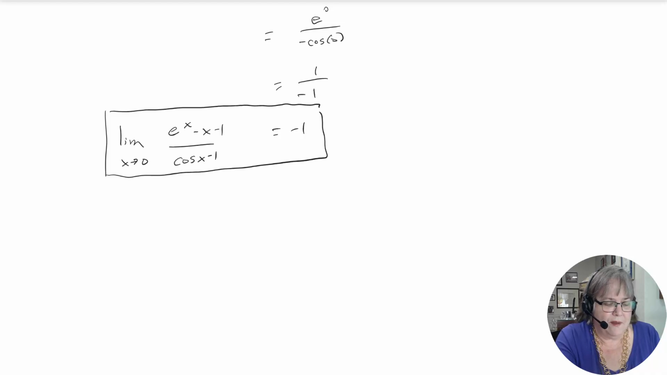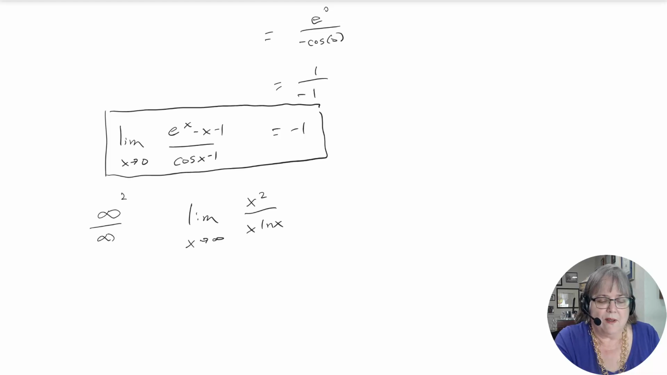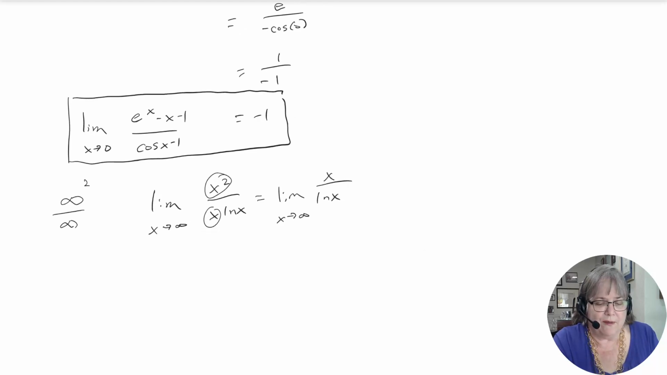Now, this works also if you have infinity over infinity. So the limit as x goes to infinity of x squared over x ln x, you would have infinity squared over infinity, because even though the natural log of x is not huge, x is increasing. So let's see what we can do here. First off, I can actually reduce this x and this x squared and have the limit as x goes to infinity of x over the natural log of x, which is still infinity over eventually a very slow infinity.